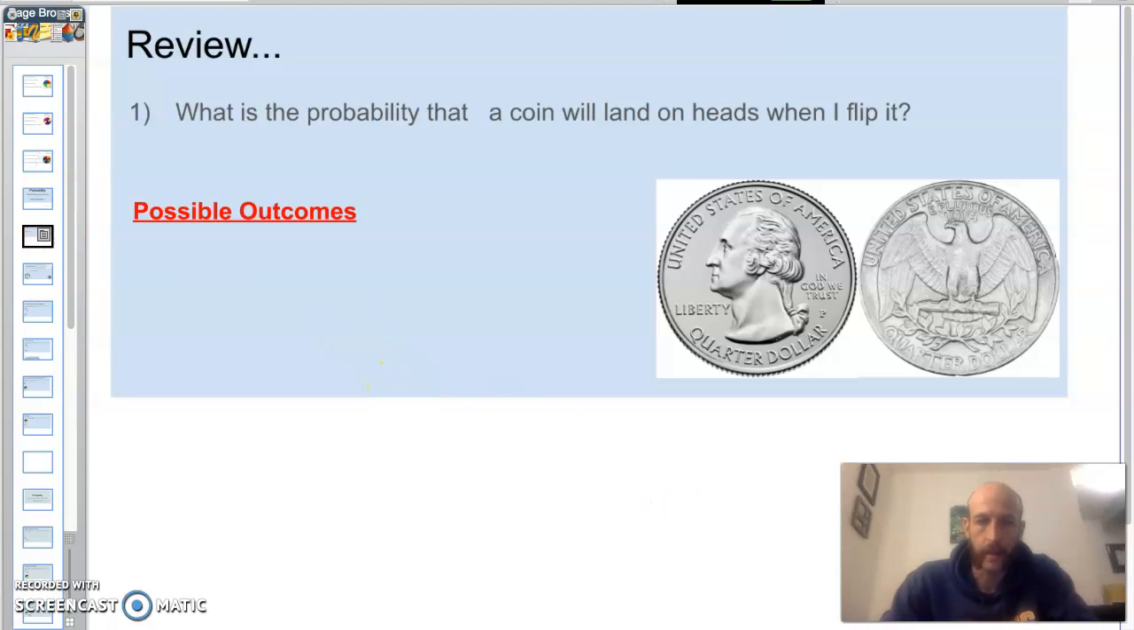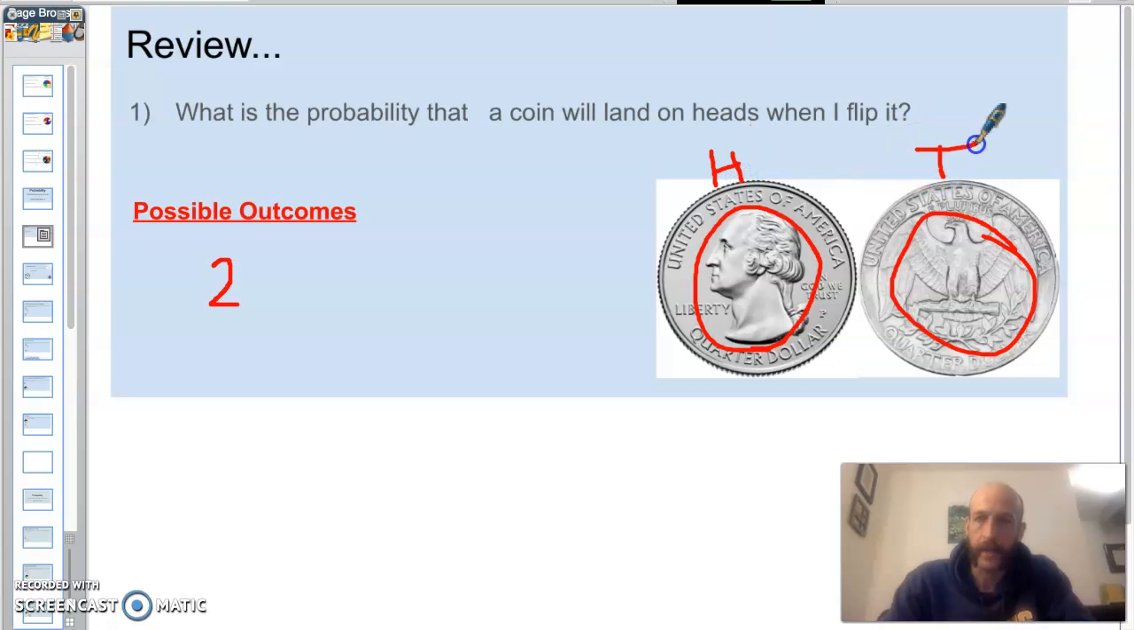So what is the probability that a coin will land on heads when I flip it? So remember, for the probability, we need to know the number of possible outcomes. So what could happen when you flip a coin? Well, you could get heads or tails, right? Usually you'll see an H for heads and a T for tails. Okay, there are 2 outcomes.